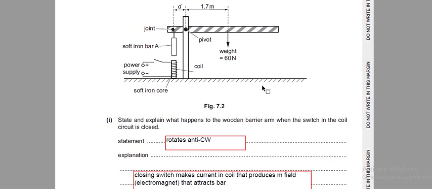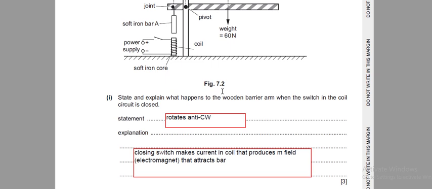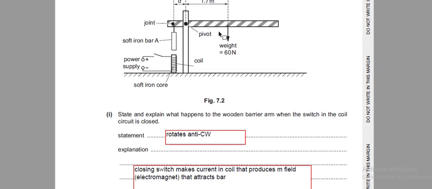In this case, there is an electromagnet. What happens and why to the wooden barrier? So certainly when we switch on this circuit, there will be a magnetic field that attracts the iron bar. So the force here will increase and make the wooden barrier rotate anti-clockwise.